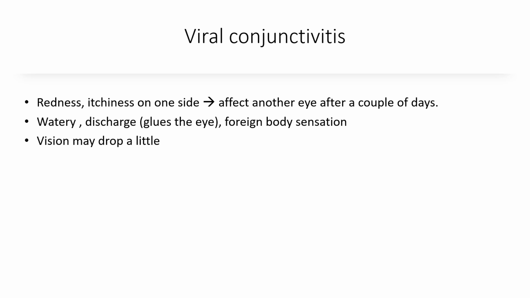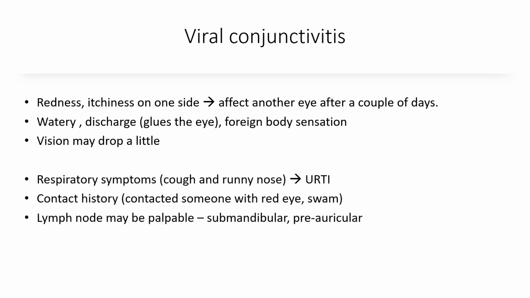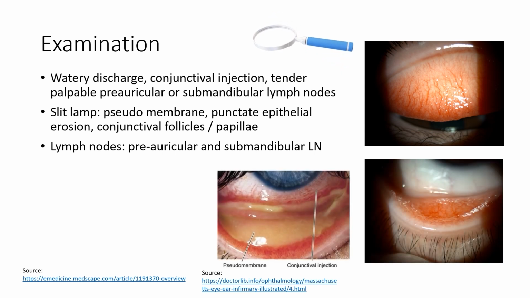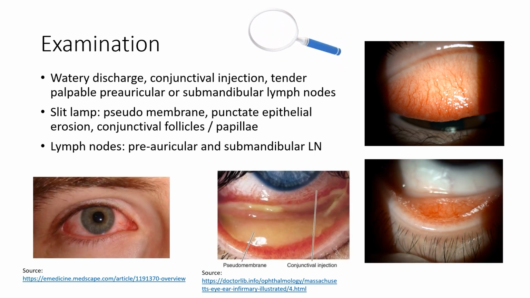There could also be other associated symptoms, such as upper respiratory tract infection. There could also be a traceable contact history, such as having contact with people with red eye and also having swum in a swimming pool a few days beforehand. If it persists for weeks and shows no improvement, refer them to the ophthalmologist. Clinical signs include watery discharge, conjunctival injection, and you might detect a palpable tender periocular or submandibular lymph node. In severe cases, you might be able to see pseudomembrane formation in the fornix as shown here.